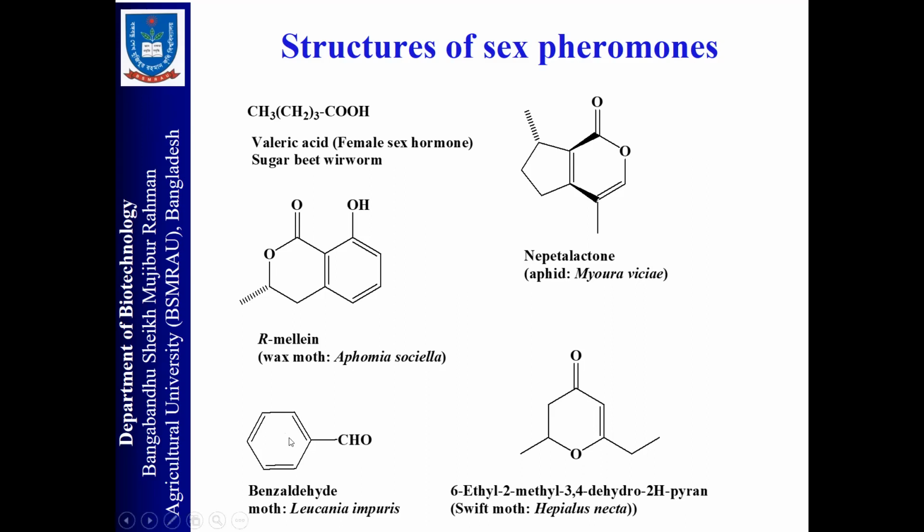And benzaldehyde, another very simple one, benzaldehyde. Leucania impuris, a moth, can use this sex pheromone. Another is nepetalactone, for aphid. You know aphid very well in mustard or cruciferae family or other families. Aphid is really a dangerous sucking pest, Myzus persicae. They use nepetalactone, this very complex structure. Here the 3D structure is indicated.